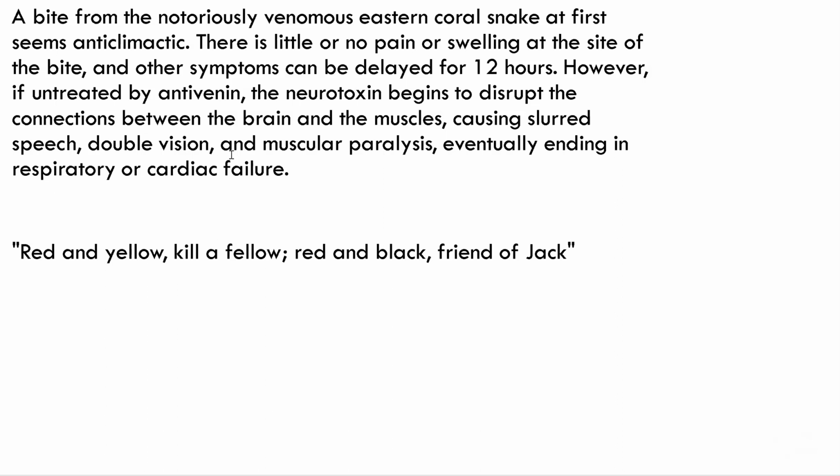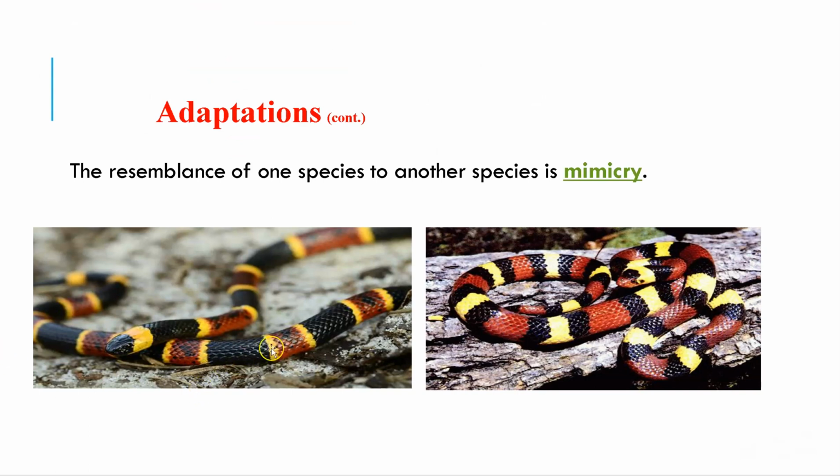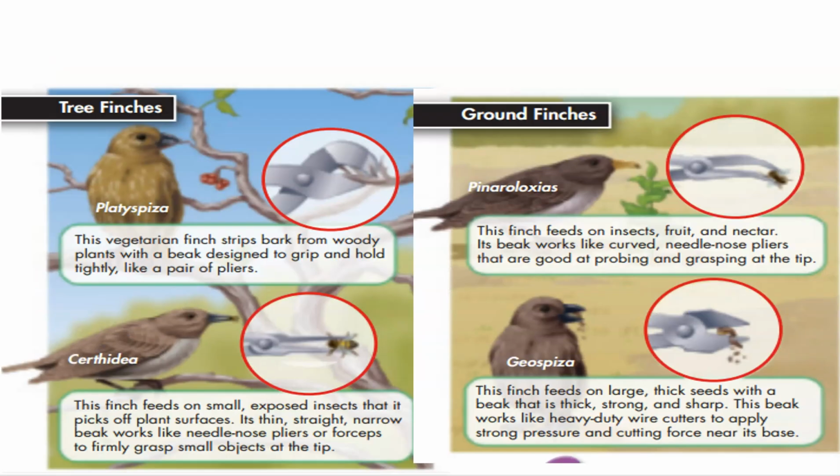Red on yellow, kill a fellow. Red and black, friend of Jack. Red on yellow, here you go right here. Red on yellow, dead fellow. Red on black, it's king snake, friend of Jack.